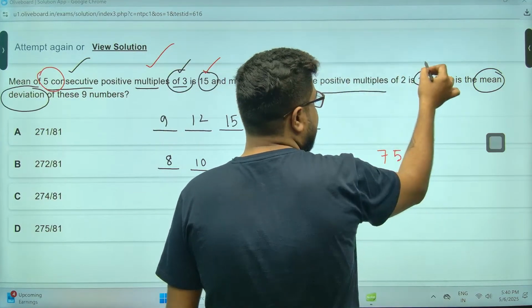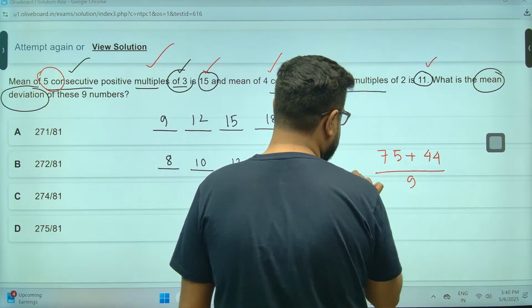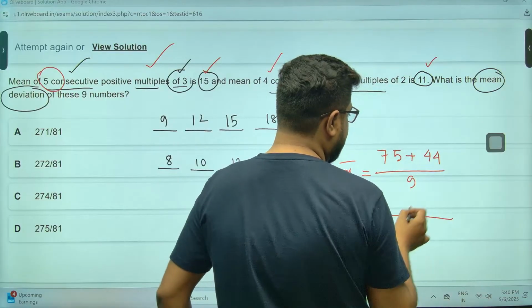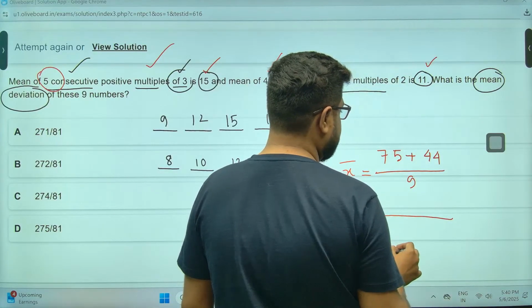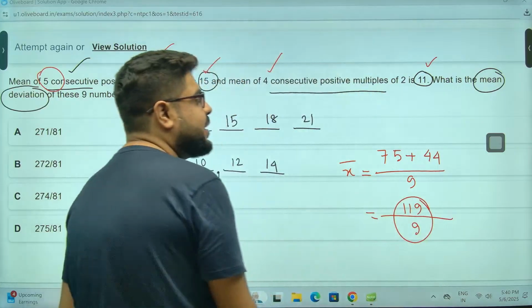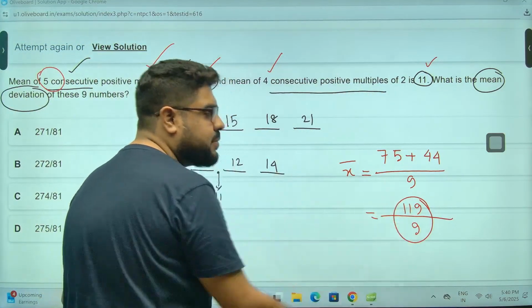4 numbers, average like 11, that is 44. Total 5 plus 4, 9 numbers. That is X bar, the average, the mean. So this is how much? 74, 75, 45. 120, 119 by 9. So mean deviation is the deviation of each of the numbers from this.